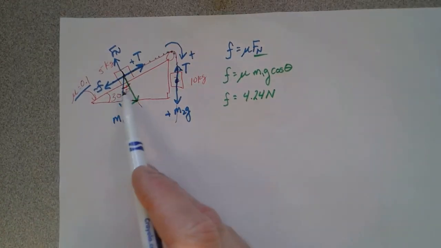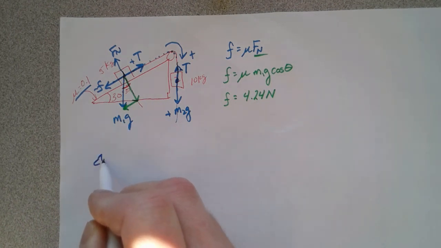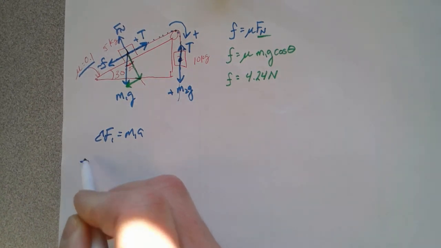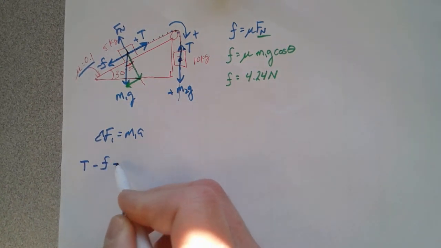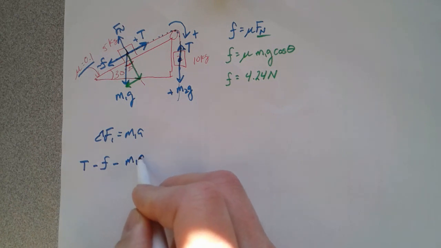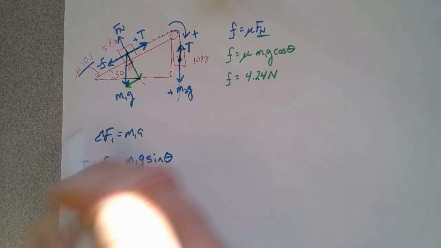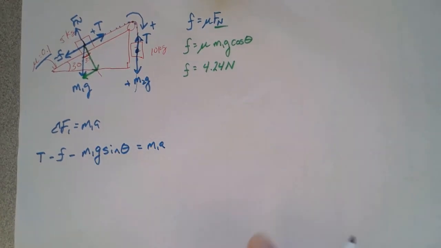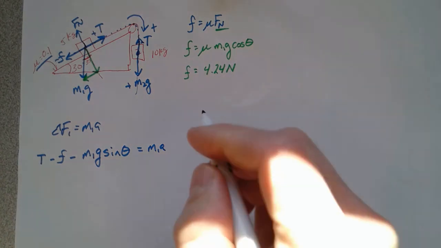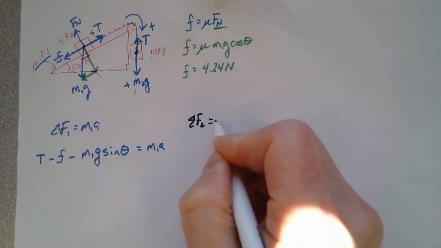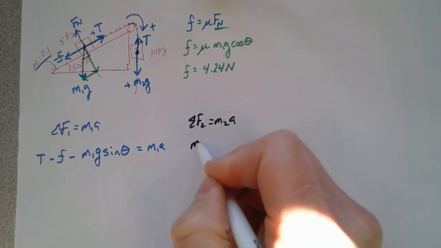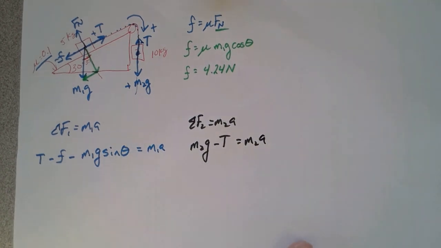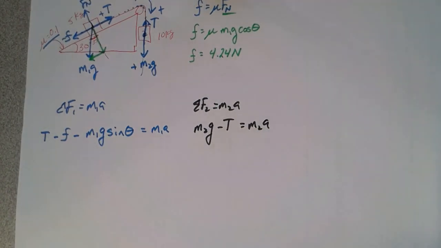All right, so now let's add up all the forces on block 1. We have the tension to the right, we have friction to the left, and we have the x component of gravity also to the left. That imbalance is going to cause that mass to accelerate. Now let's do the sum of all forces on block 2. We have the weight of block 2 down, tension holding it up. So we have those imbalanced forces causing that mass to accelerate.